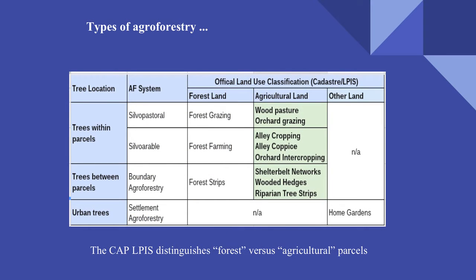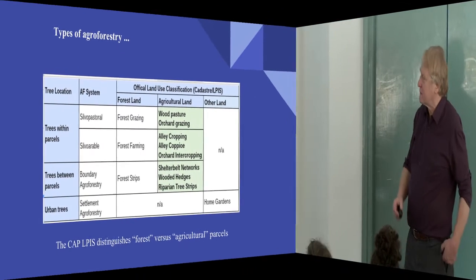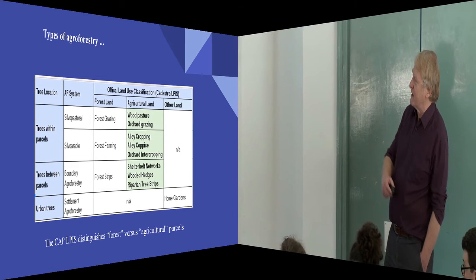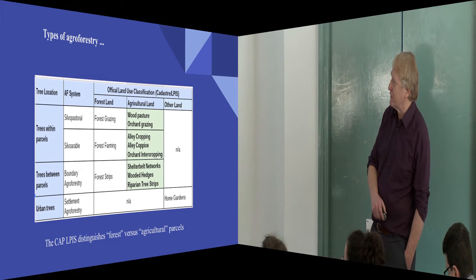But interestingly, the characterization of whether the land is forest or agriculture is quite useful from the point of view of defining different types of agroforestry. So for example, if it's a forest, you have forest grazing, whereas outside the forest, it's more usefully called wood pasture. And there are orchard grazing, alley cropping, alley coppice, and so on. So different typologies for agroforestry.